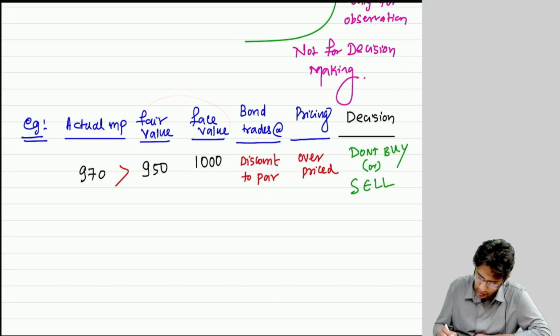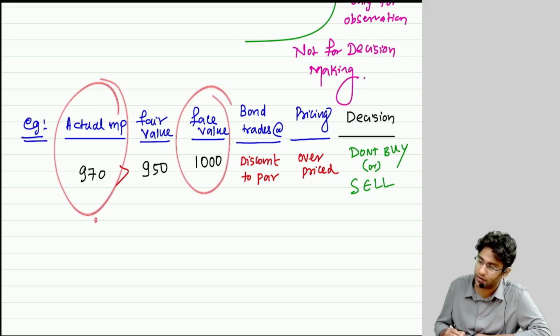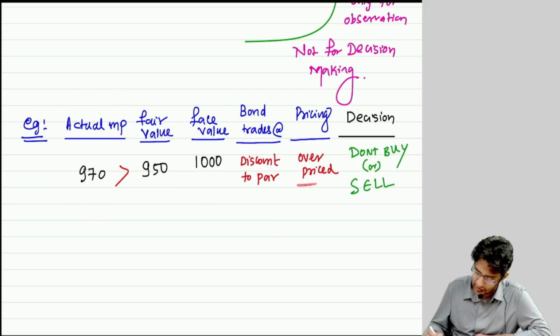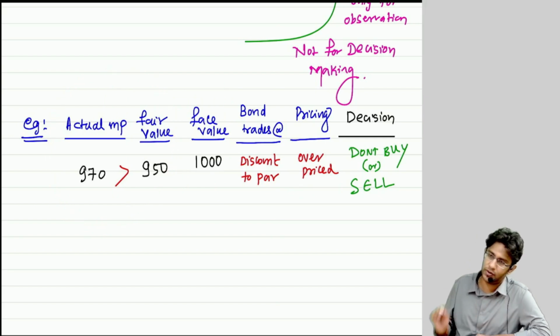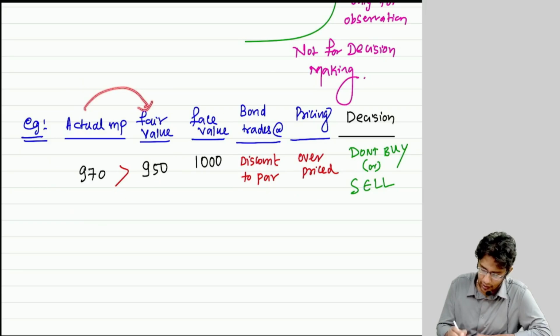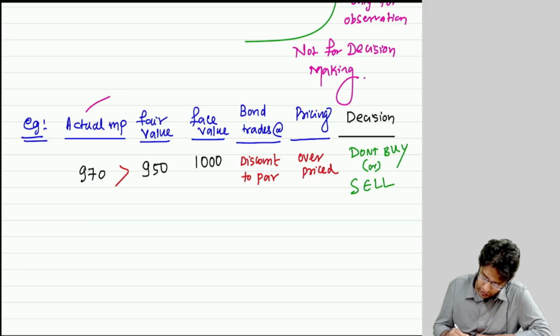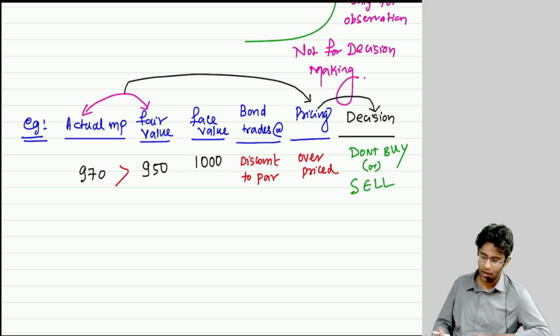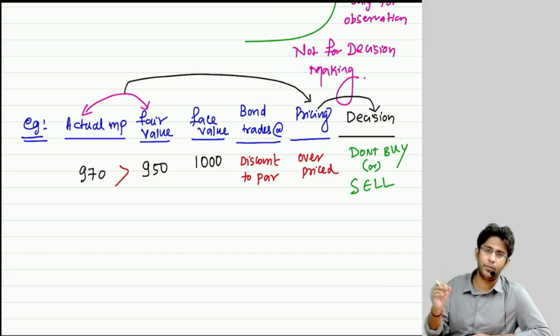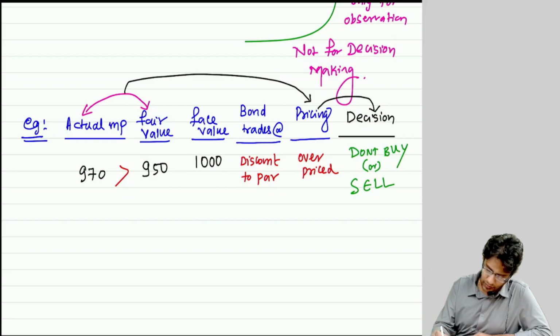These two, face value and actual price. For this one, you have to compare fair value and actual price. You should know which and which you are comparing. Actual market price versus fair value. This comparison will give you pricing, and based on pricing only, the decision. Discount, par, premium are irrelevant for you. Just an observation, just given in the question to confuse you.